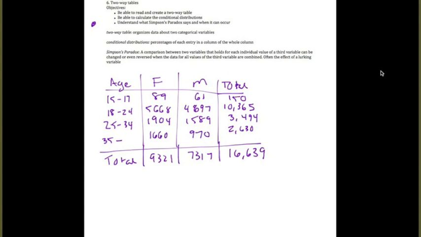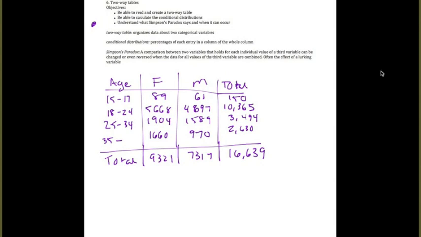So what we see then is the individual pieces of information. I could ask you, what is one particular piece of this data? I could say, how many male students aged 25 to 34 were enrolled in college? 1589. Okay, 1,589, and this is in thousands, so then we would add three more zeros to the end of that.